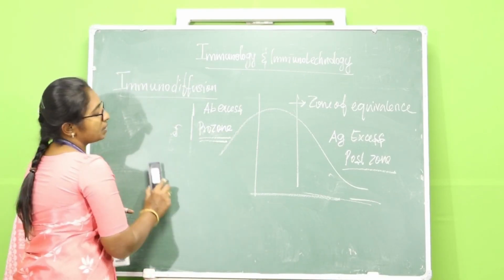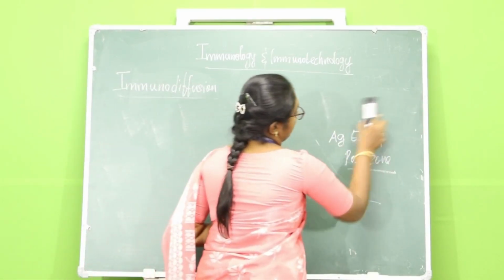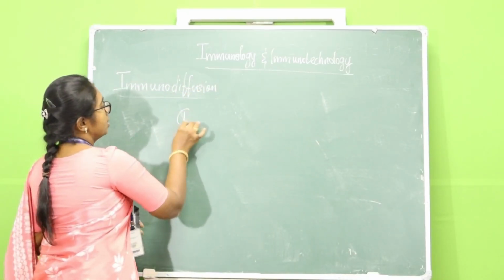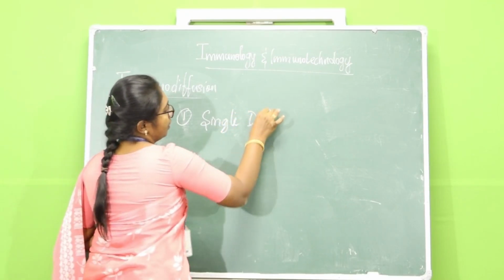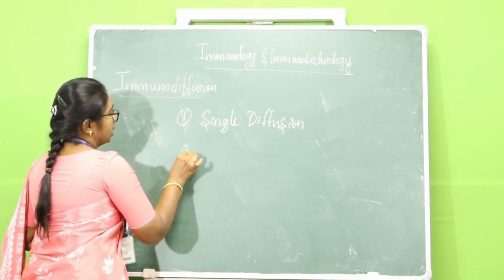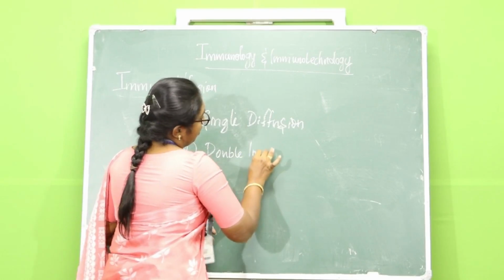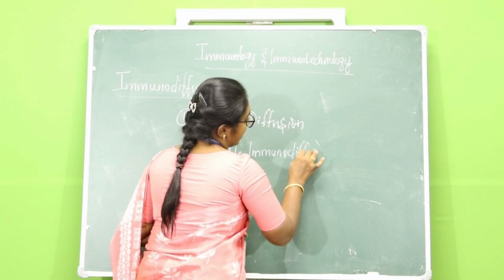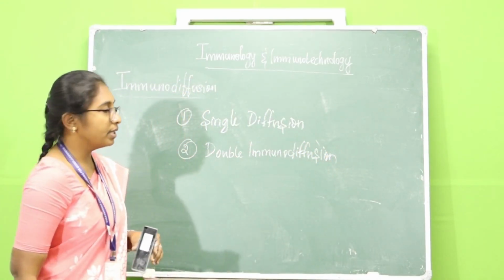So this is the basic principle behind immunodiffusion. When we talk about the types of immunodiffusion, there are two types. One is single diffusion, another is double immunodiffusion. Based upon the immunodiffusion principle, the antigen-antibody reaction will take place in two ways. One is single diffusion, another is double immunodiffusion.